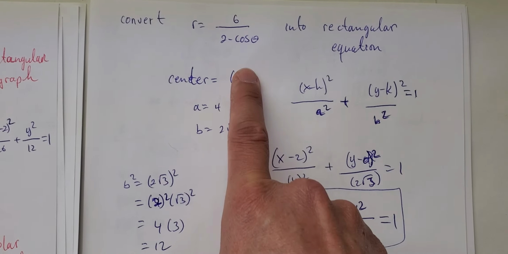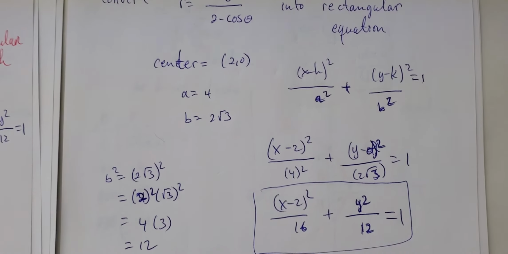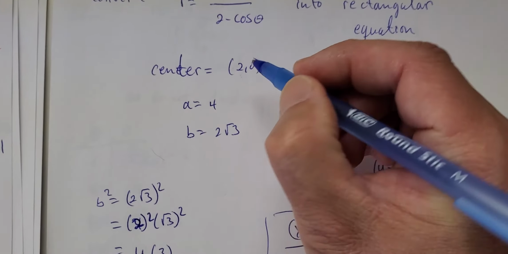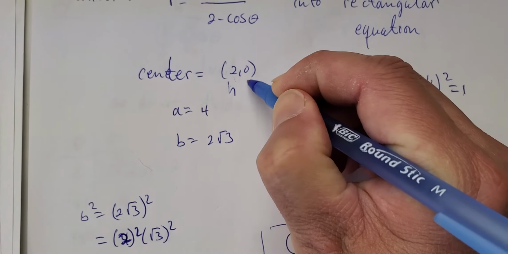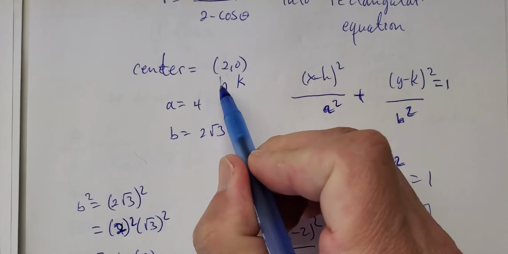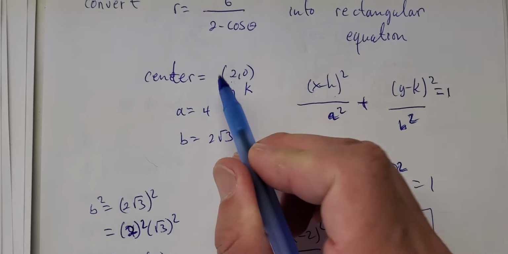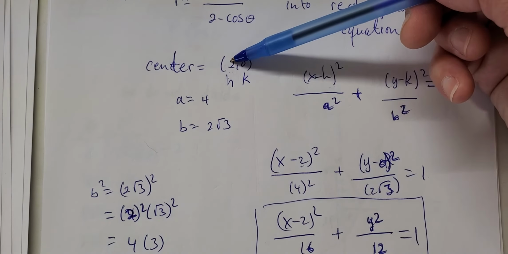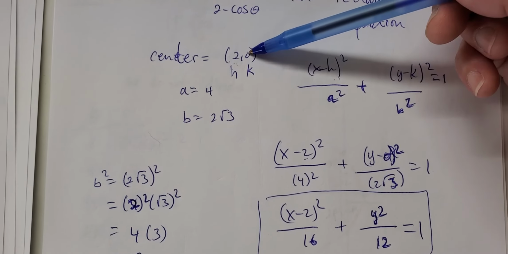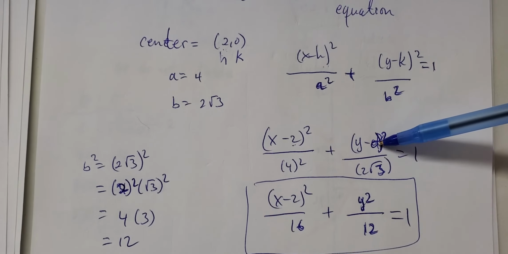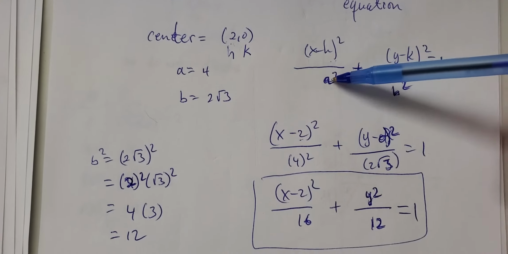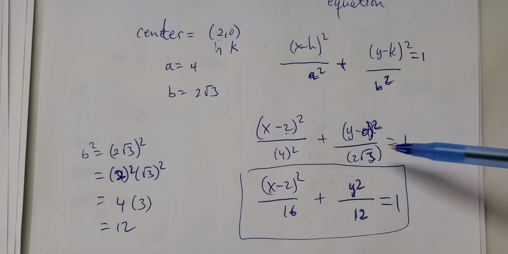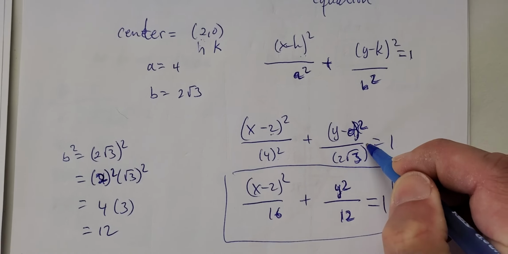So we have our center, our A, and our B. Just plug them in. This right here is my x, but we're going to pretend that this is h and this is my k. Plug 2 in for h, which I have right here. Here's my k, k is 0. My A is 4, so don't forget the square. My B is 2 square root 3, don't forget the square.